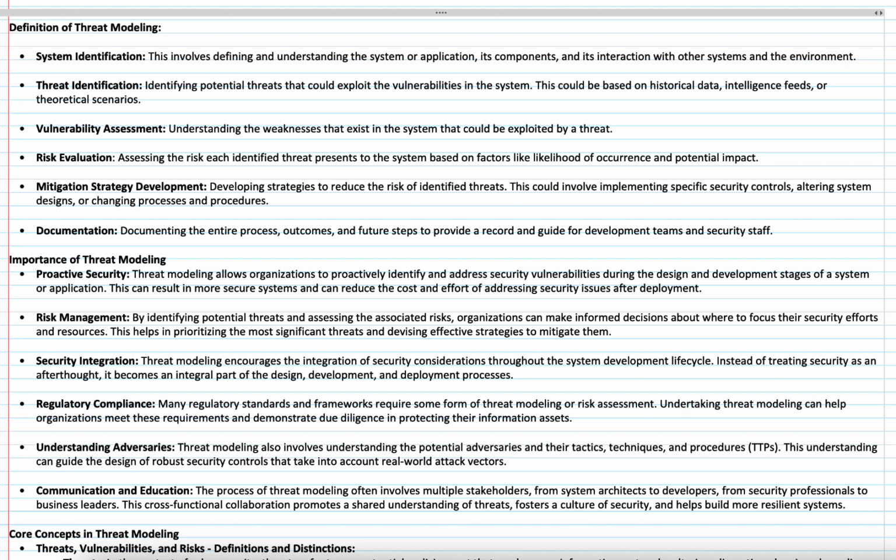So when you're dealing with threat modeling, there are a couple of different areas that deal with the definition and how you need to understand it. The first one is system identification. Now this involves understanding the system and or the application and how it's tied together and how to best protect it. When you deal with a system, like a computer itself or the data itself, you want to understand how it interacts with the other systems in that environment.